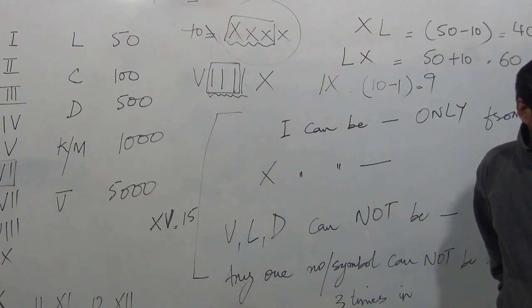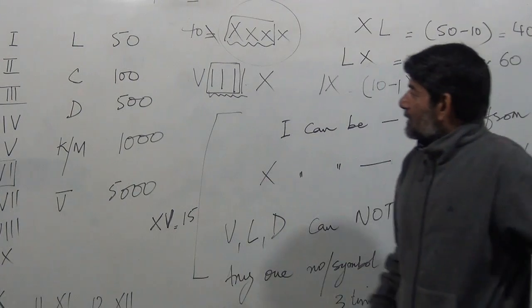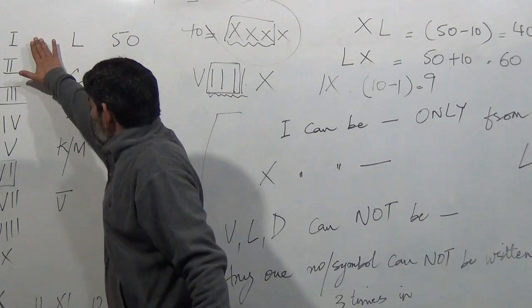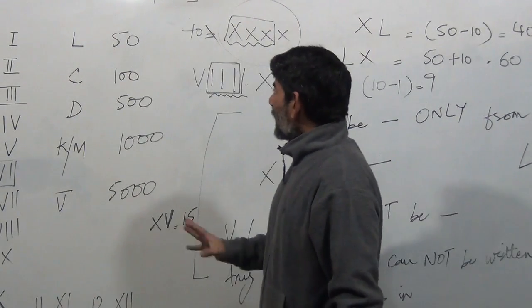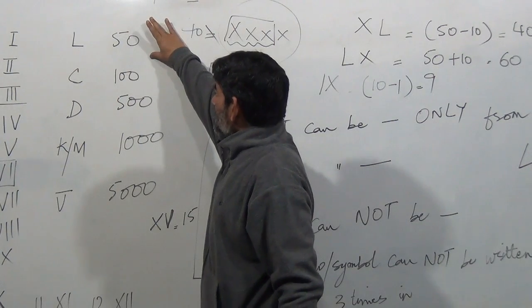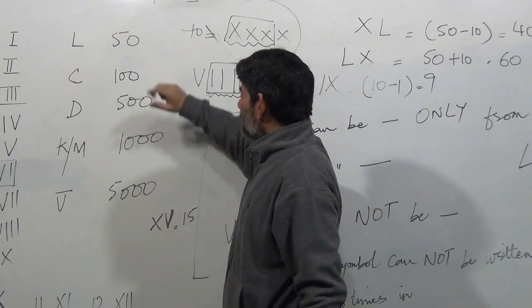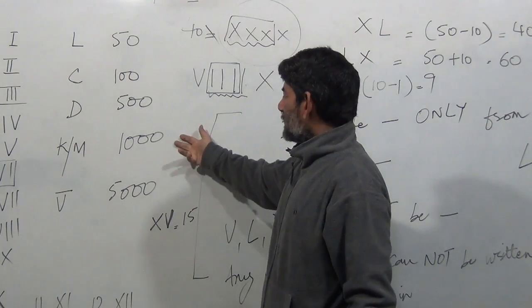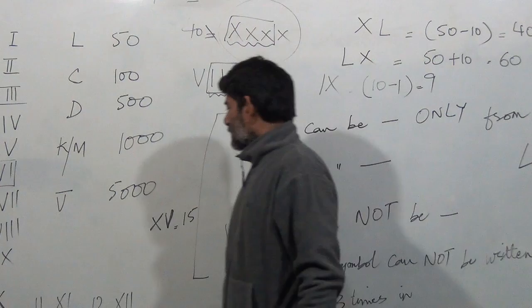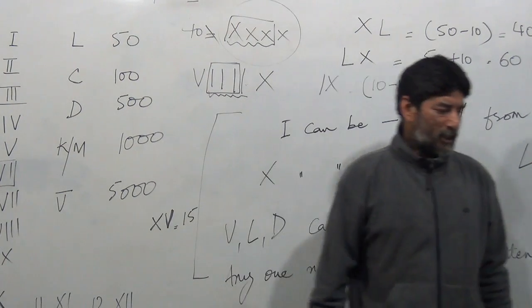Right? So we've done the symbols from the Roman numbers. The largest symbols are grouped as these. L stands for 50, C stands for 100, D for 500, 1000 is represented by K or M, 5000 with a V and a bar.